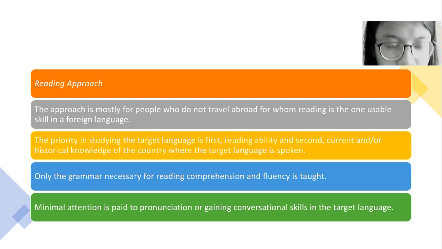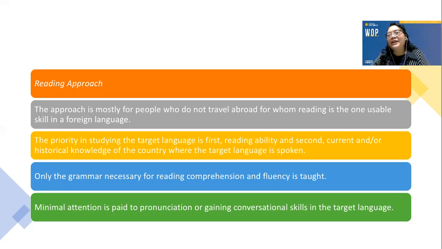Reading approach. The approach is mostly for people who do not travel abroad, for whom reading is the one usable skill in a foreign language. The priority in studying the target language is first, reading ability, and second, current and or historical knowledge of the country where the target language is spoken. Only the grammar necessary for reading comprehension and fluency is taught. Minimal attention is paid to pronunciation or gaining conversational skills in the target language.